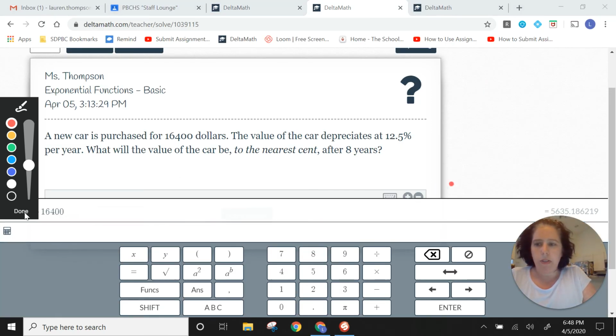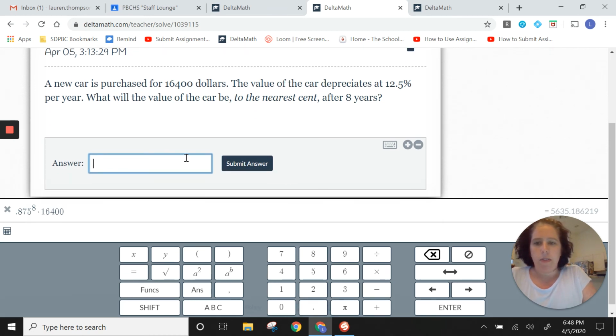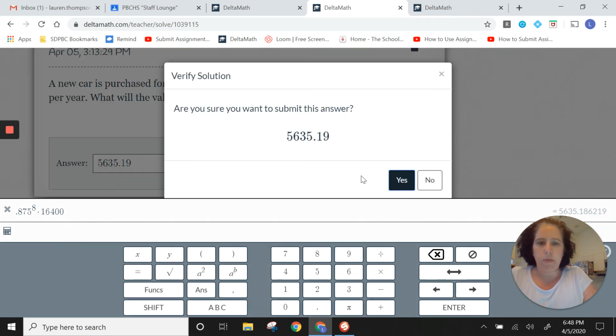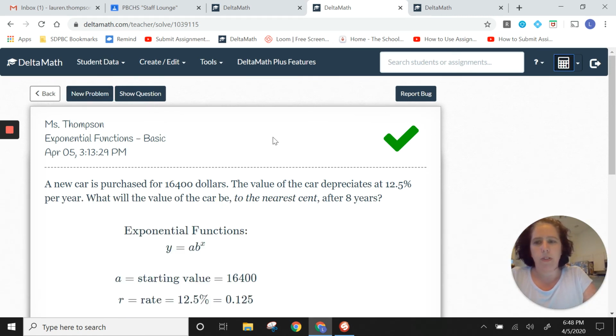Let's get done with that. Go back up here. The X, you can actually cancel that. You should be able to clear that out. It doesn't want to go away right now. All right, so my answer, you got 5,635.19. Let's see if we did this right. Submit. Yes, your answer's right. If you want it to go away, just click the calculator button. So we got that right. You guys got that one.